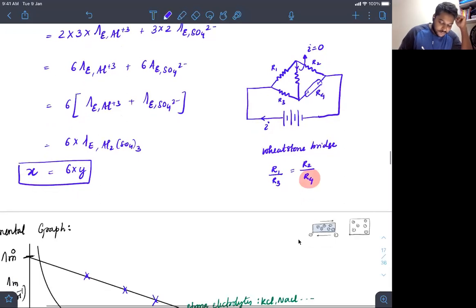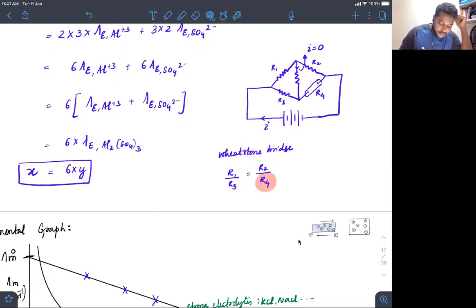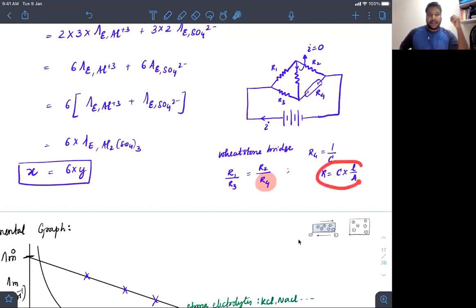Once I get R4, from R4 I can calculate the conductance. And the cell dimensions are in my hand. So from there we can calculate kappa. Kappa will be equal to conductance into L by A. So that way we will be calculating kappa.